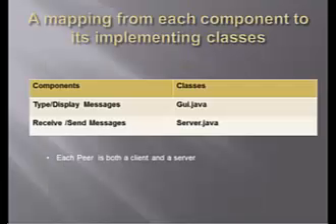So the mapping for each component to the classes: first, type and display messages, GUI Java. Receive and send messages is the class server Java. Note, each peer is both a client and a server.